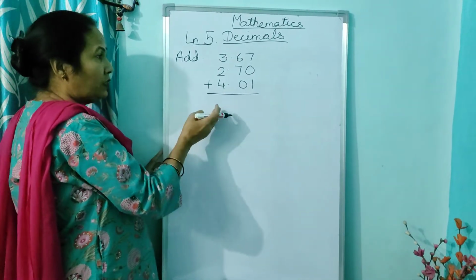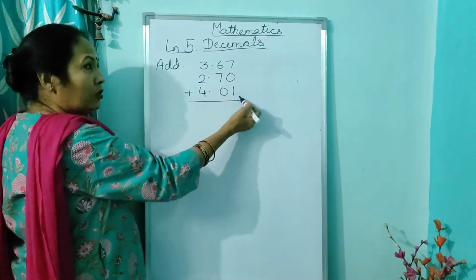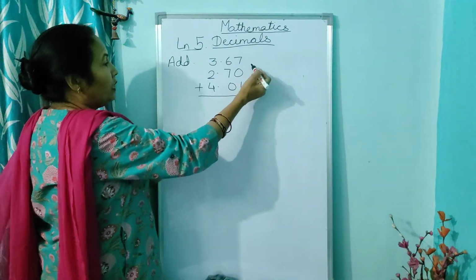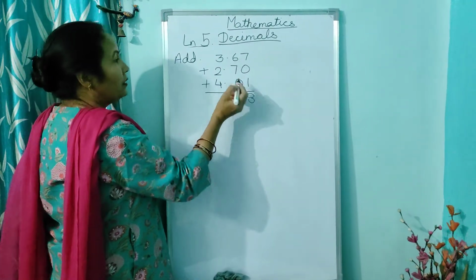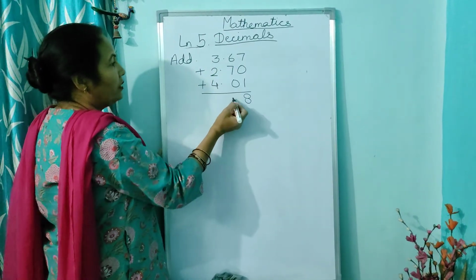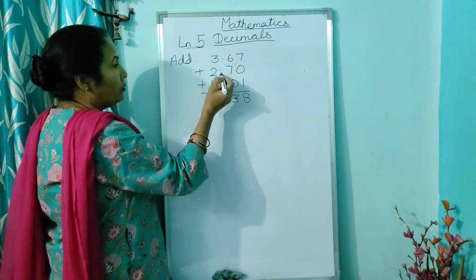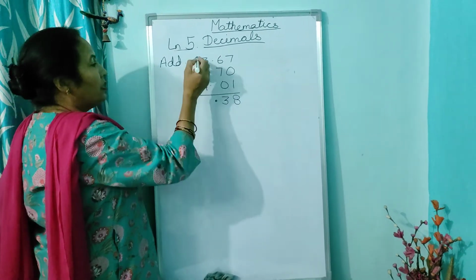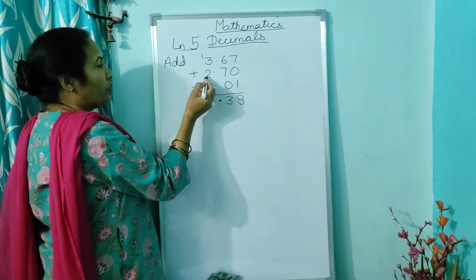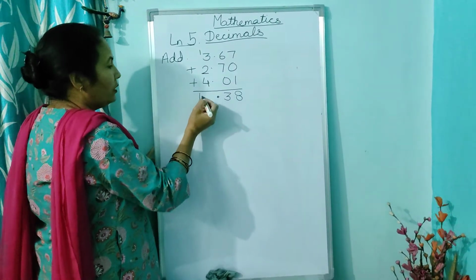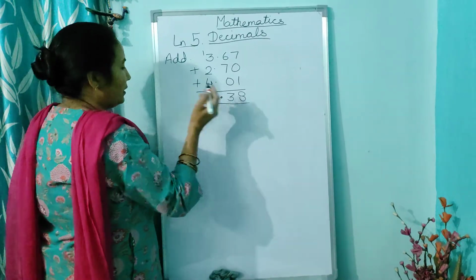But if you haven't understood, you change this into like decimals. Now you will add 7 plus 1, 8, 6 plus 7, 13, and you will put the decimal point here and carry 1 here. 3 plus 1, 4, plus 2, 6, plus 4, 10. You will get it like this.